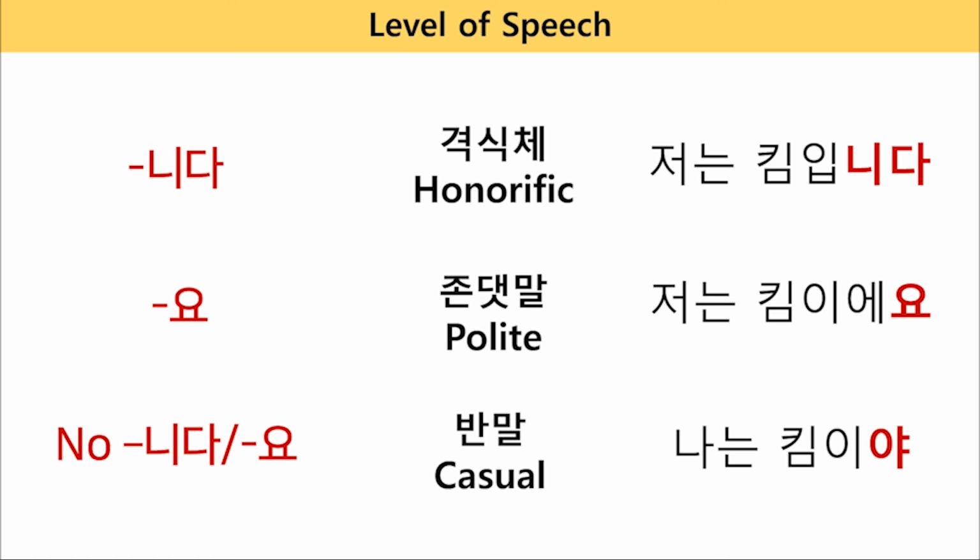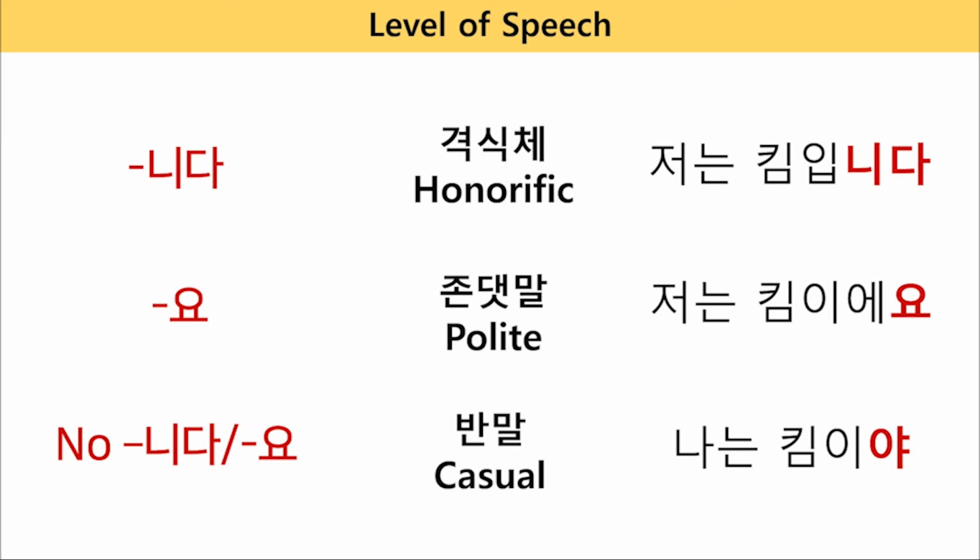Let's see one more example. This time, the sentence is I am Kim. In 격식체, it is 저는 Kim입니다. See the 니다 again. In 존댓말, it is 저는 Kim이에요. In 반말, it is 나는 Kim이야.